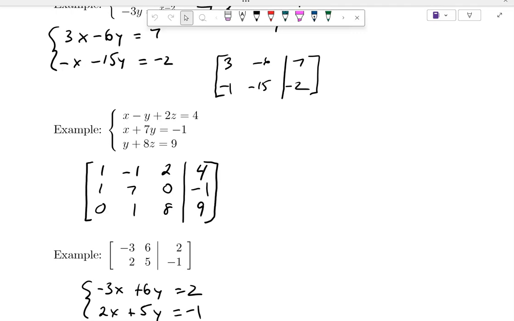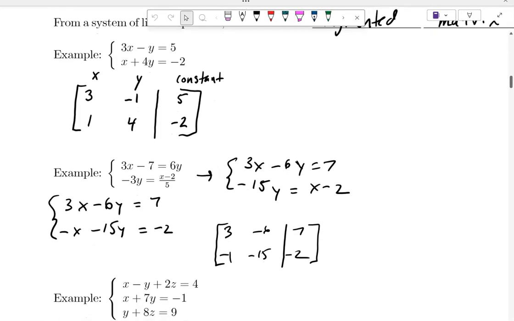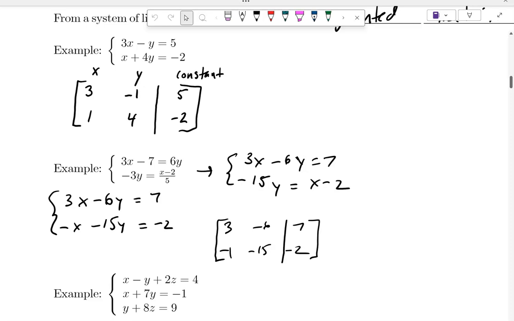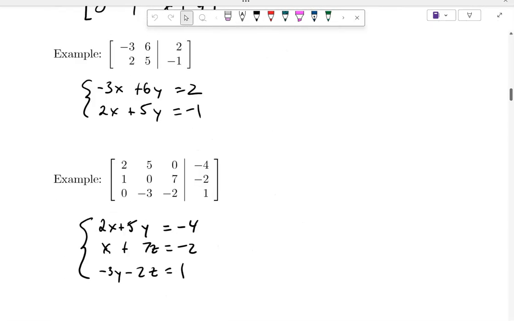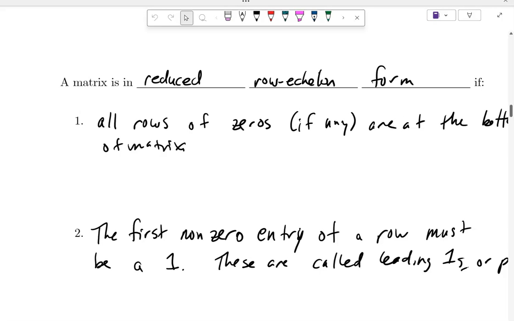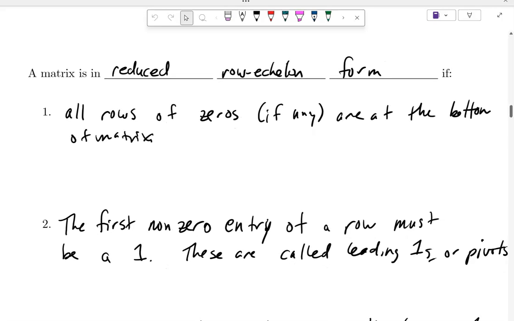Before we can do this, of course, we need to make sure we have this all nice and lined up this way, right? So if your system of equations is written slightly differently, you may have to reorganize, which is what we did in that example. We reorganized a little bit and then wrote our matrix. Okay. And then we talked about this idea of being called reduced row echelon form.